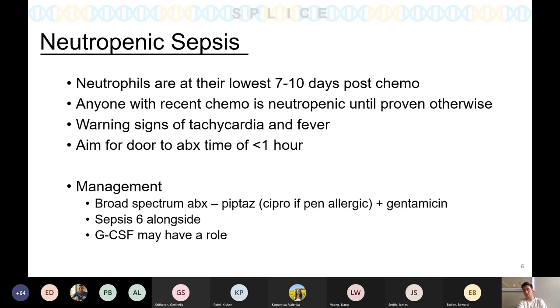Just a point on GCSF, the granulocyte colony stimulating factor. It can have a role, but there's certain criteria. I didn't really learn it. I've seen a question on it, but I don't think it's worth your time going through.